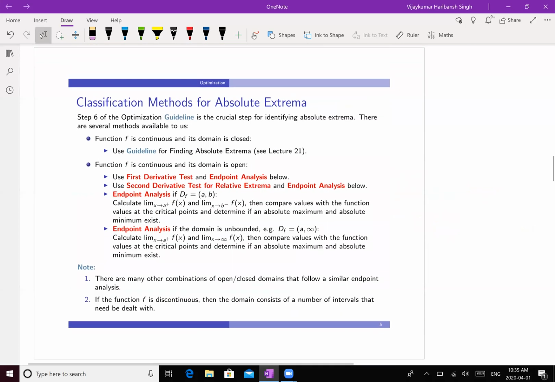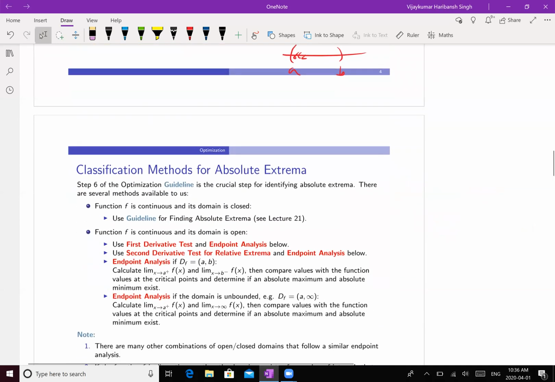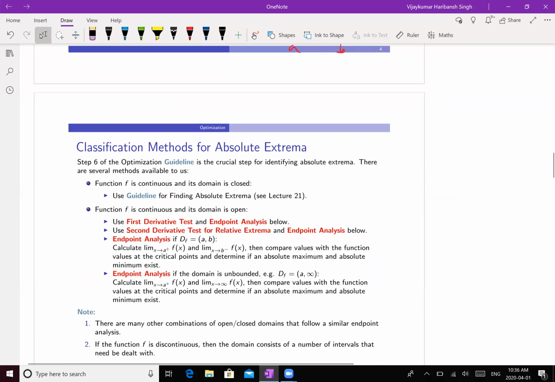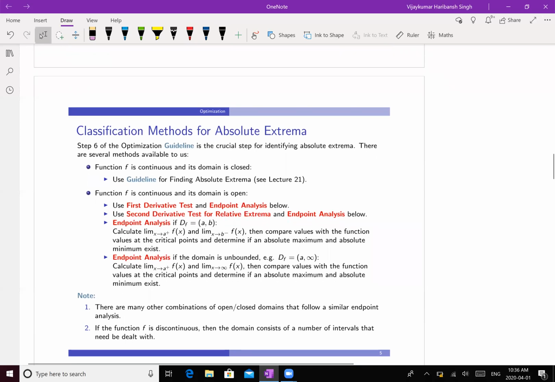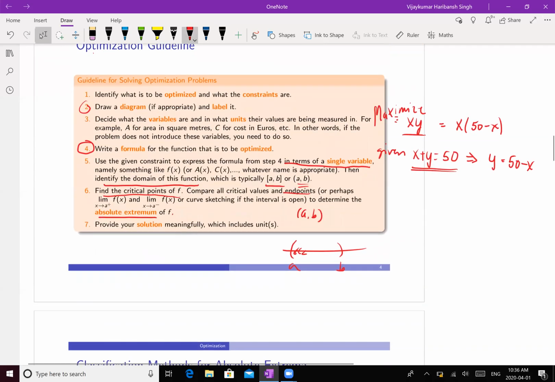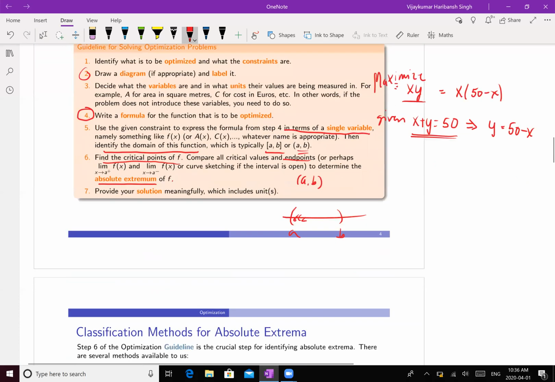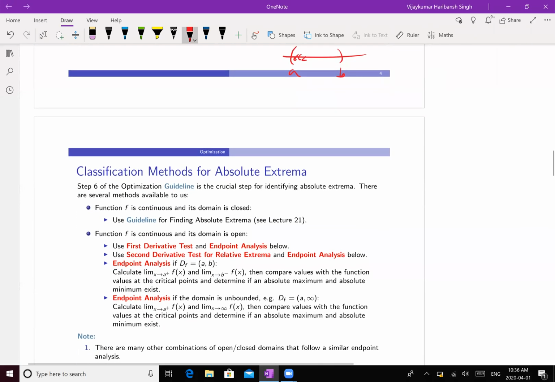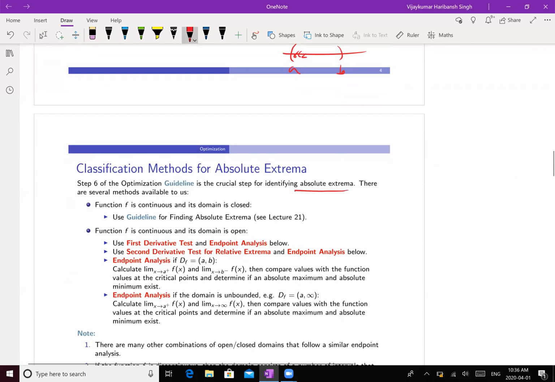There is a bit more discussion about it. Step 6 here is very important. It's crucial to determine the absolute extrema, and there are several methods available to us. So we are digressing on step 6. Suppose f is continuous and its domain is closed. This we have already seen. Use the guidelines for finding absolute extrema.